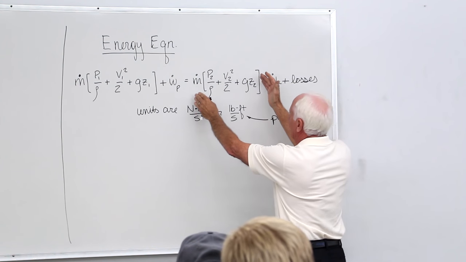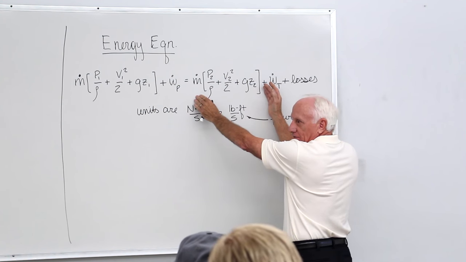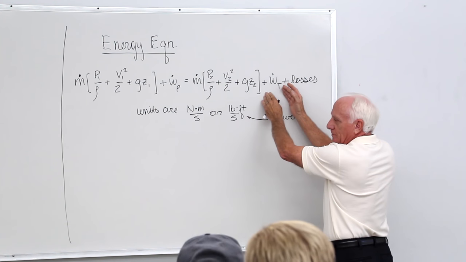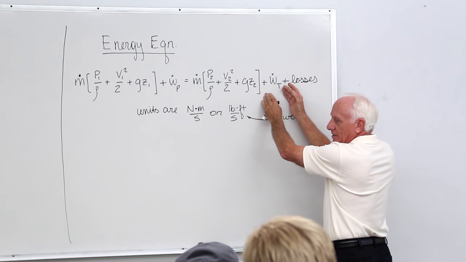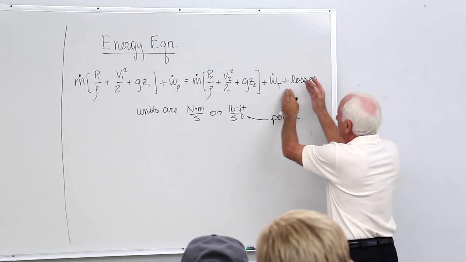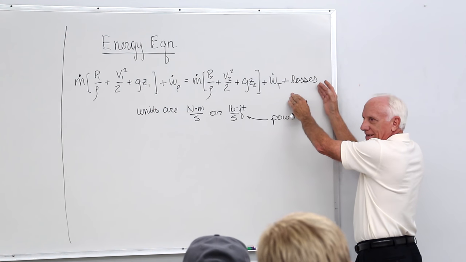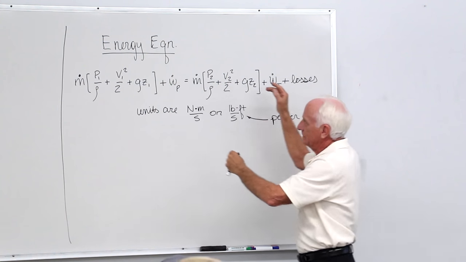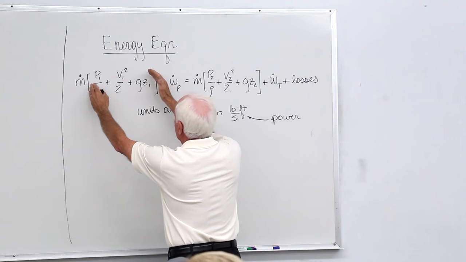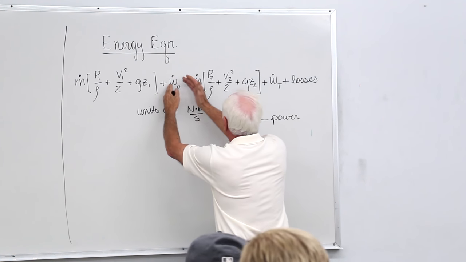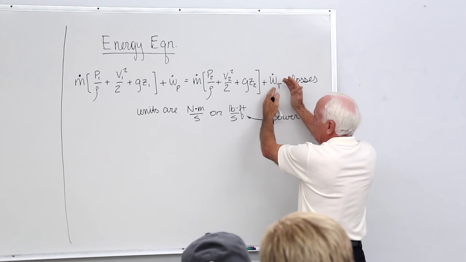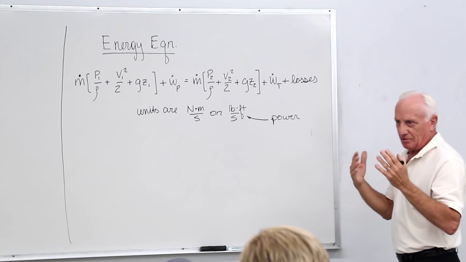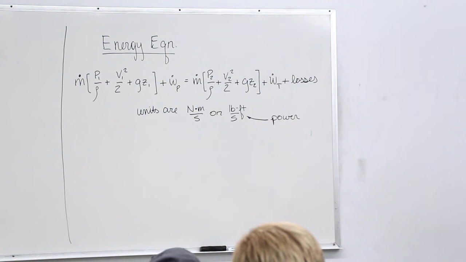That's equal to the energy going out of the control volume, location 2, plus a turbine work, because a turbine takes energy out of the fluid, plus the losses, because the losses take energy out of the fluid. So this is the available energy. We add energy from a pump. We take energy out from the turbine. This is what leaves the control volume. And the losses take energy out of the fluid.